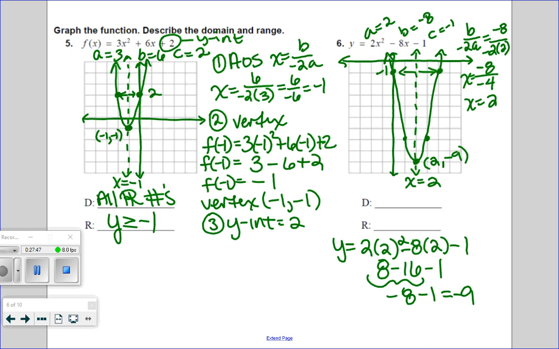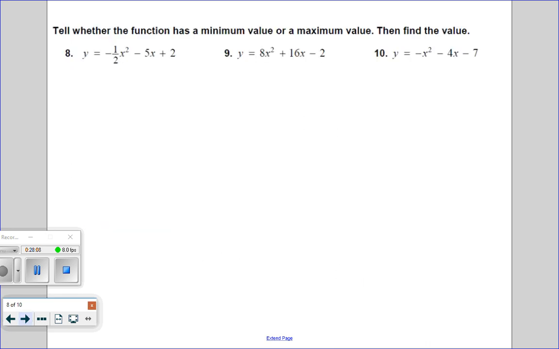There it is. Okay, what's our domain? All real numbers. What is our range? Exactly. All the y values that are greater than or equal to that minimum of negative 9. All right, so are we feeling okay with the graphing part of it? Awesome. Okay, so let's go on to max and min.